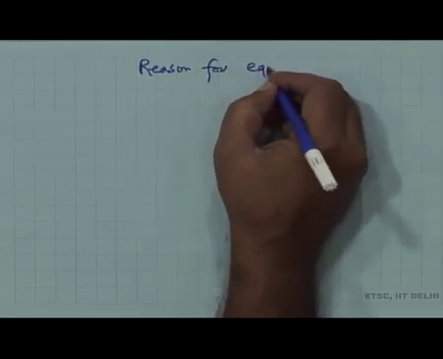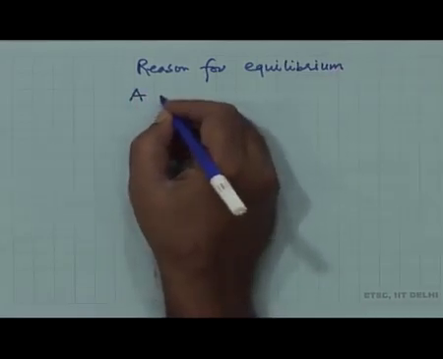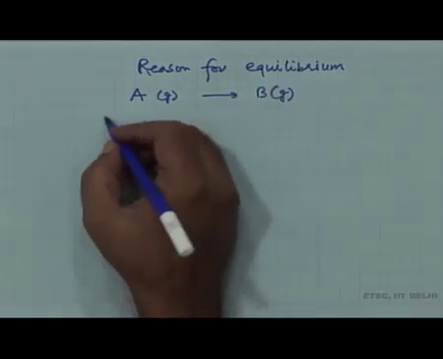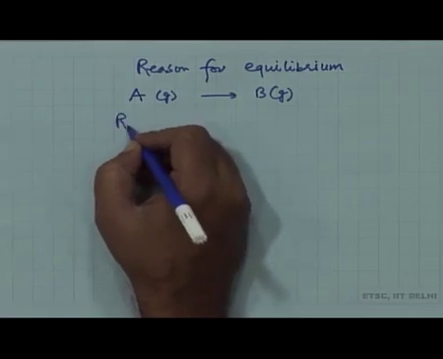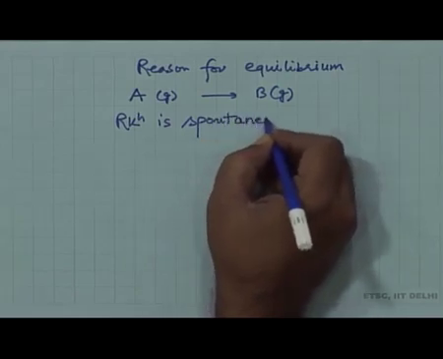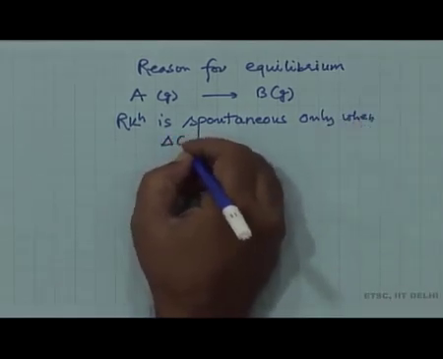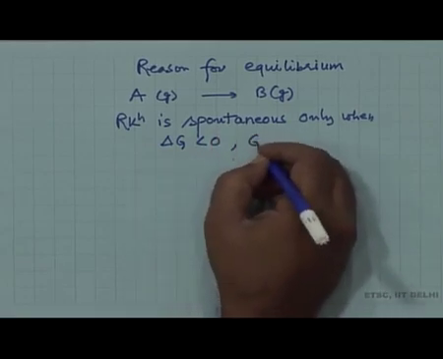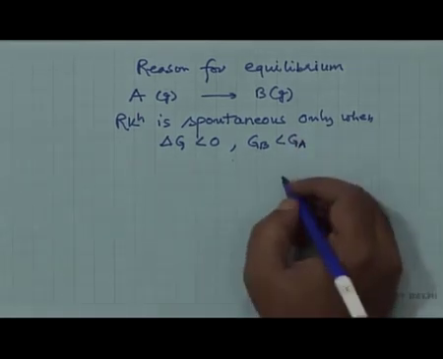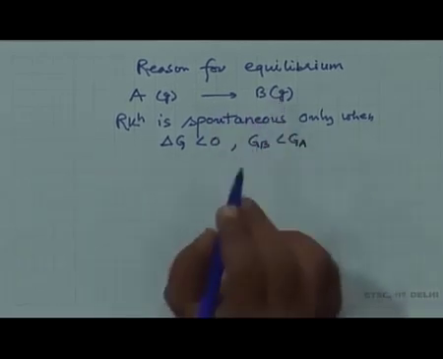Reason for equilibrium. So, suppose we are talking about this reaction A gas to B gas. From thermodynamics, we know that this reaction is spontaneous only when delta G is less than 0. What does that mean? G B is less than G A. So, when G B is less than G A, reaction is spontaneous.